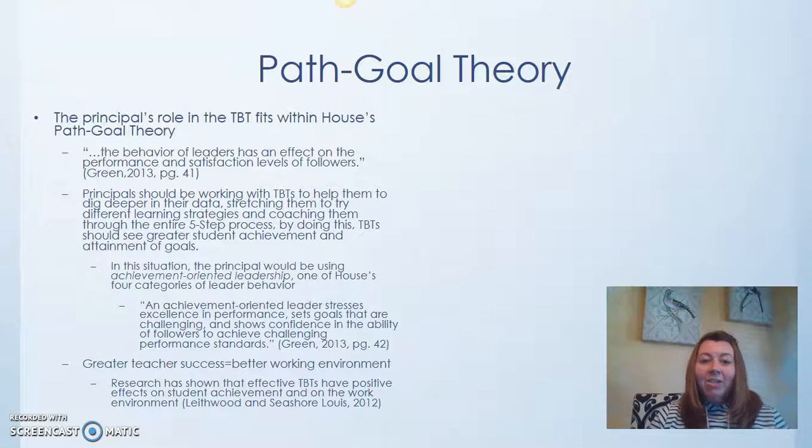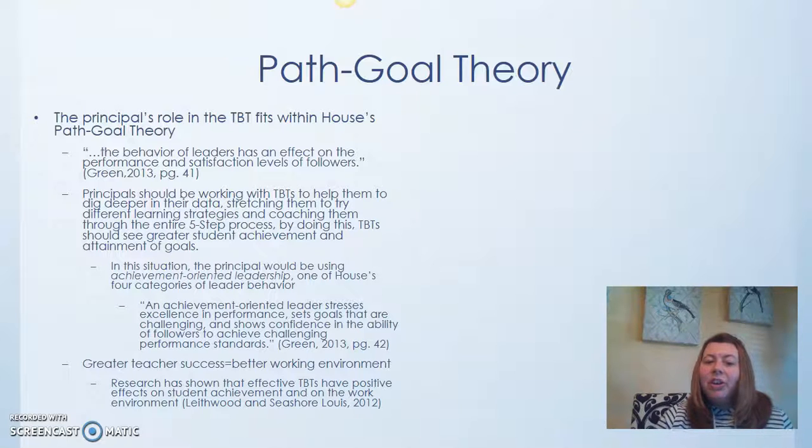The satisfaction part of the path goal theory, that the behavior of the leader has an effect on the performance and satisfaction levels of the followers. Well, research has shown that effective TBTs have a positive effect on student achievement and on the work environment. So again, the principal's role in the TBT can help to have greater teacher success within the TBT, greater goal attainment, and this, in my opinion, leads to a better and more positive work environment.